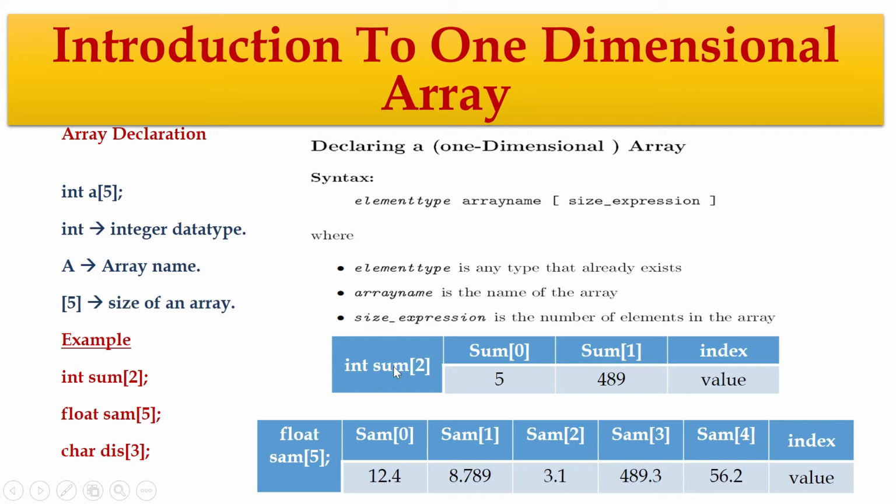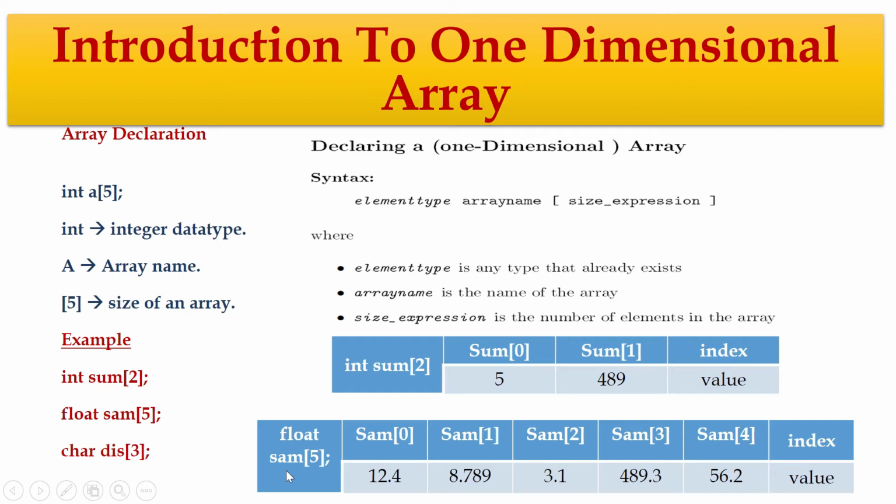So how does it hold the values? Here you can see sum is the name of the array, and sum of 0 is called the array index. Array index always starts with 0. So sum of 0 is an index and this is a value. And sum of 1 is an index and this is a value. Let me take another example, float sum of 5, where the array name is sum and it's going to hold 5 values belonging to the data type float.